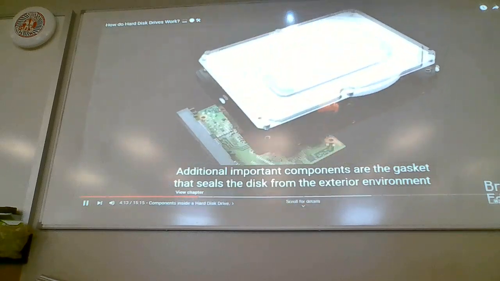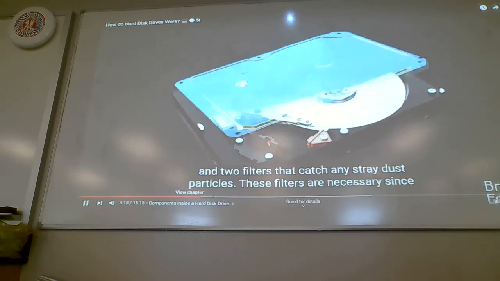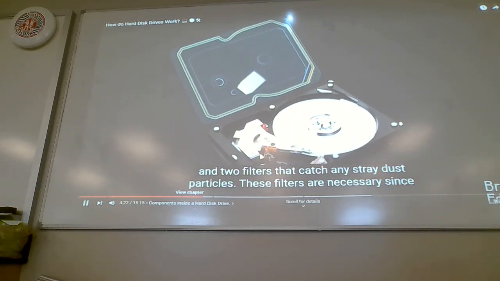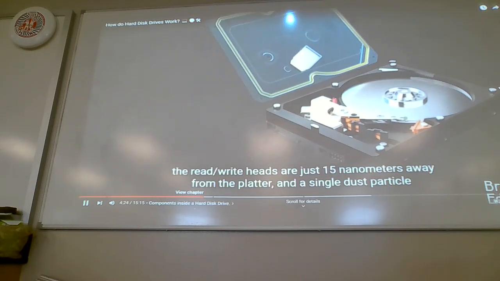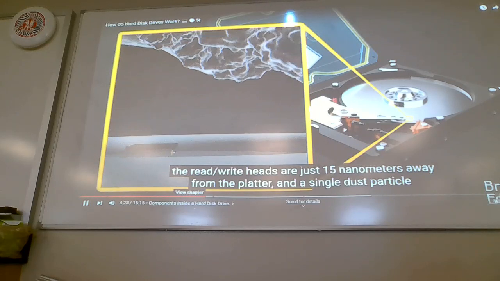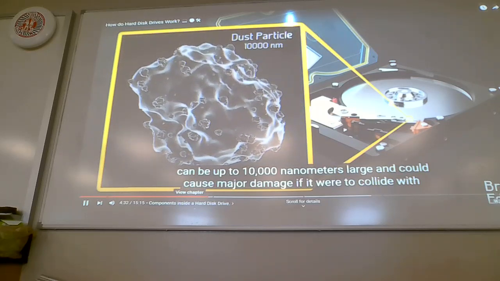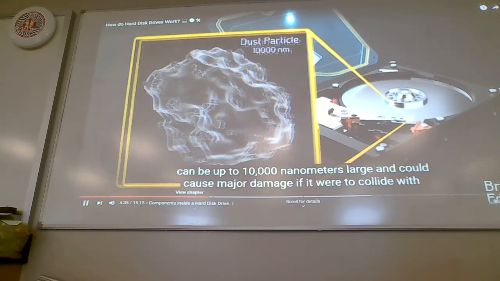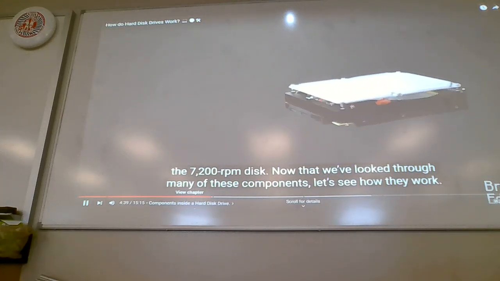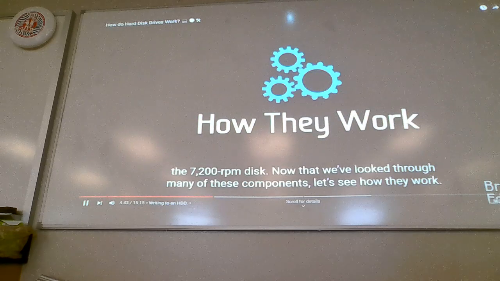Additional important components are the gasket that seals the disc from the exterior environment, and 2 filters that catch any stray dust particles. These filters are necessary since the read-write heads are just 15 nanometers away from the platter, and a single dust particle can be up to 10,000 nanometers large, and could cause major damage if it were to collide with the 7,200 RPM disc. Now that we've looked through many of these components, let's see how they work.